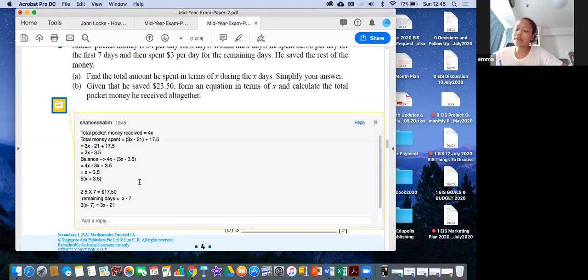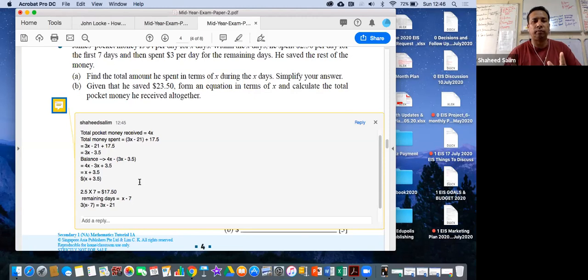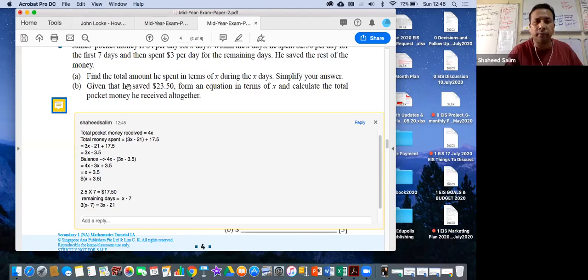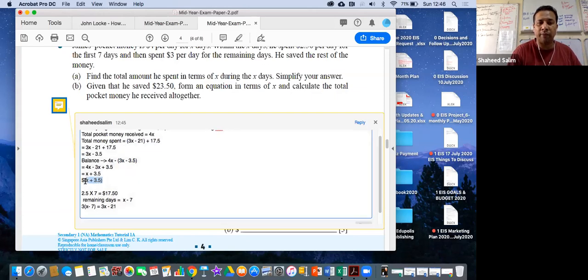You have to come up with an equation. An equation means something with an equal sign. $23.50 equals 3x minus 3.5. Minus or plus? Plus, because they are looking at what he saved. This means the balance. This one is total money spent, and this is total money saved. Correct? You're not confused, right? So you found the equation, great.